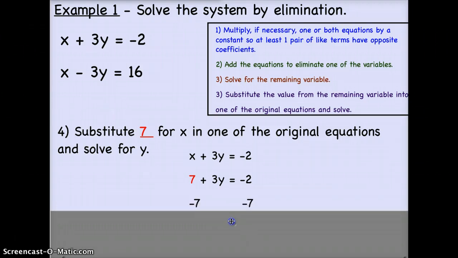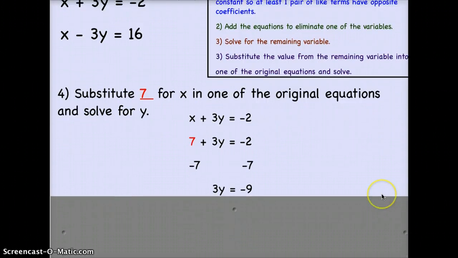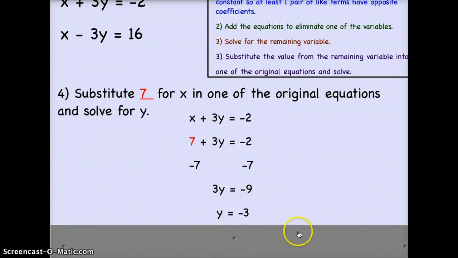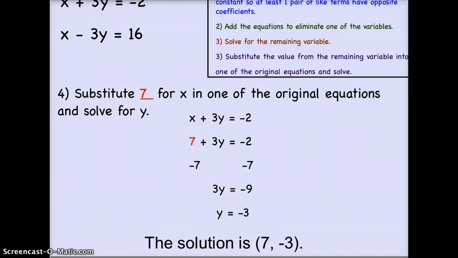So we will subtract 7 on both sides, which gives us 3y equals negative 9. Divide by 3 on both sides, and y equals negative 3, excuse me. Y equals negative 3. So our final answer, we can say the solution is (7, negative 3). 7 was our x value, negative 3 was our y value. And as with all systems, you should be plugging those back in to make sure that is correct. Let's take a look at the second example.